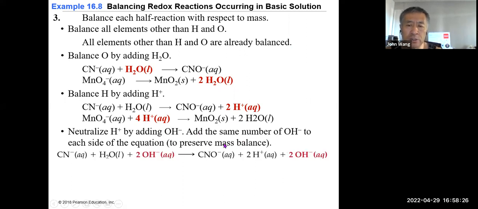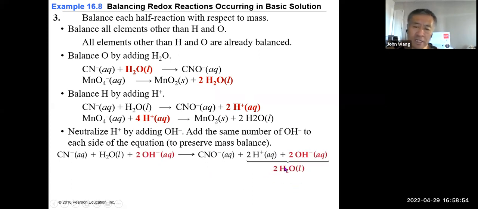So okay, you already have everything balanced. If you add 2 hydroxide on the right, you must add 2 hydroxide on the left. That makes sense, right? That will keep everything still balanced. Even though you change your solution from acidic to basic, in this way every atom is still balanced. And then we'll do the same for this second equation. So we're adding 4 hydroxide and 4 hydroxide.